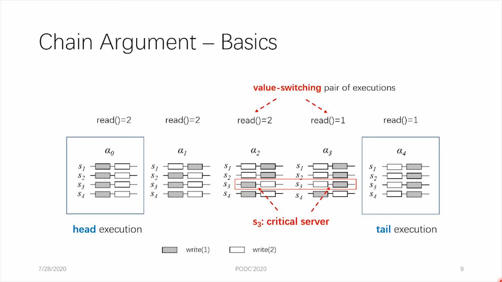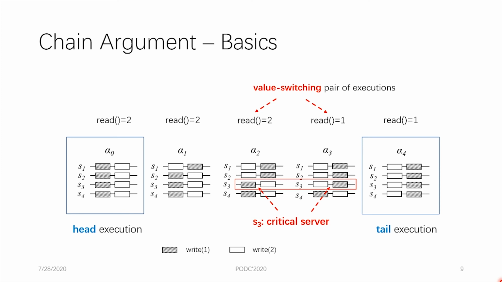Given the head execution alpha 0, we can obtain the next execution alpha 1 as follows. We swap the two write operations on server 1, while all other servers remain unchanged. Similarly, to get alpha 2 from alpha 1, we swap the two write operations on server 2. We can repeat this swapping process on every server and obtain the chain of executions. In our example, we have 4 servers and we have the chain from alpha 0 to alpha 4.